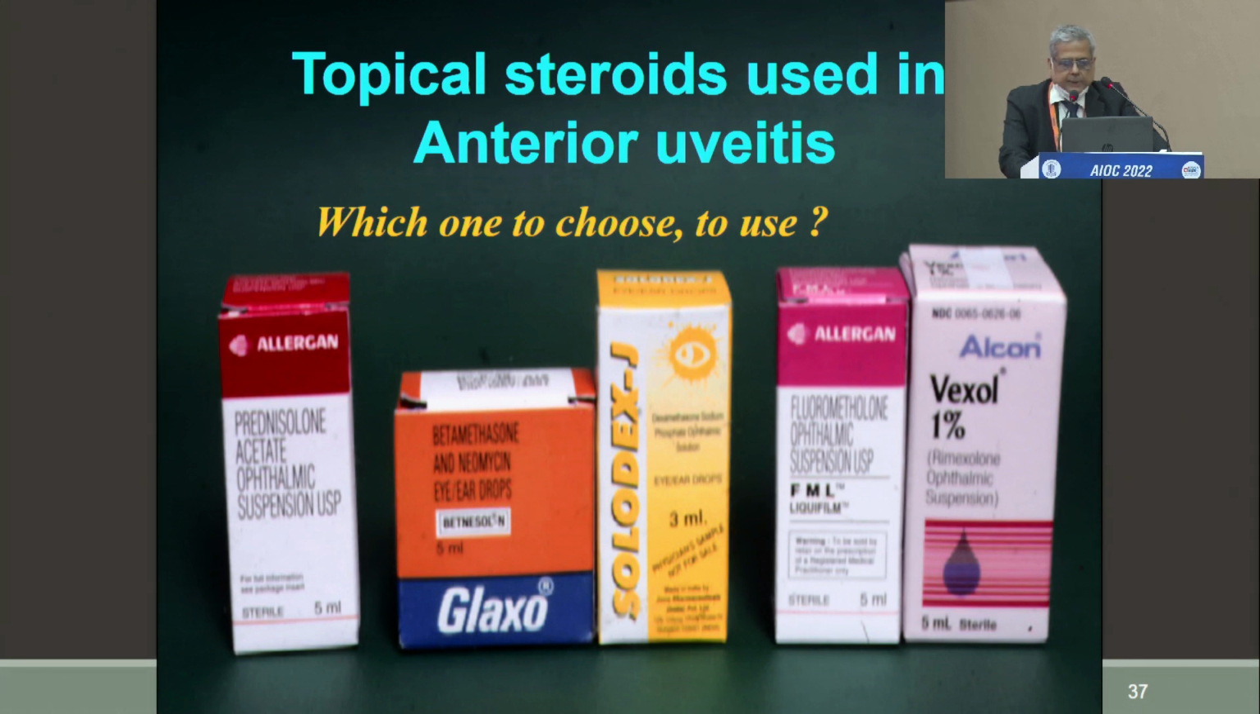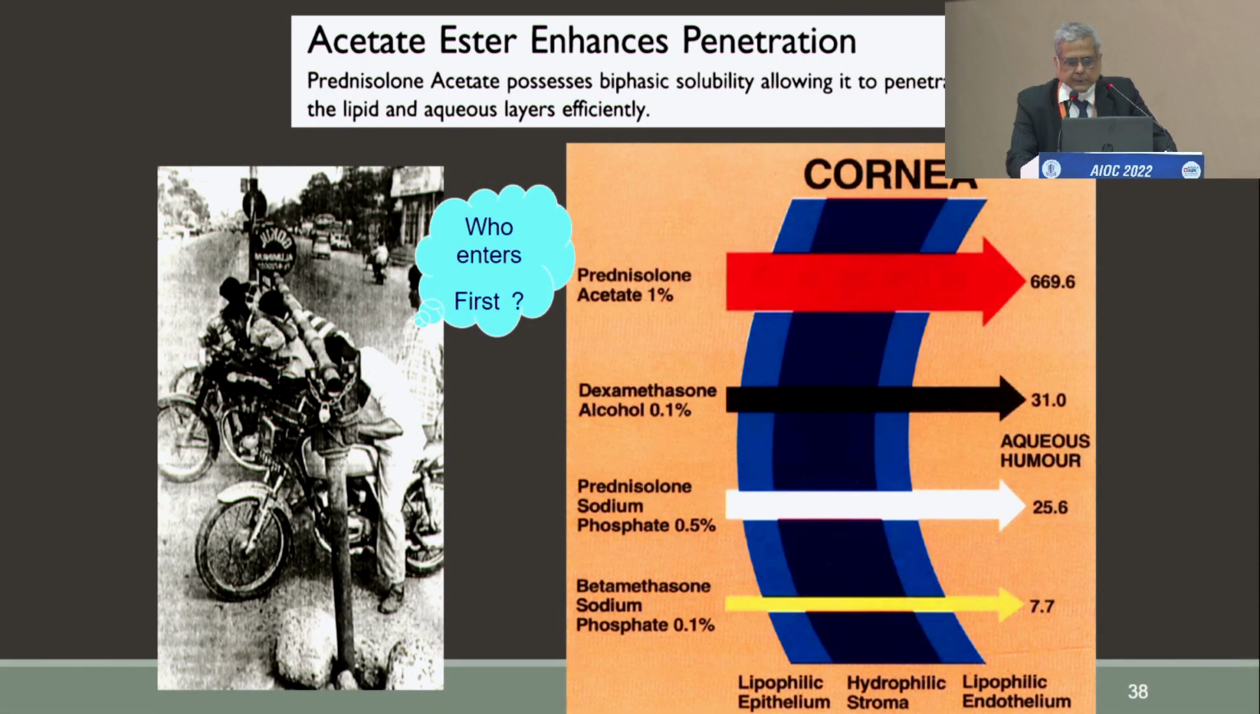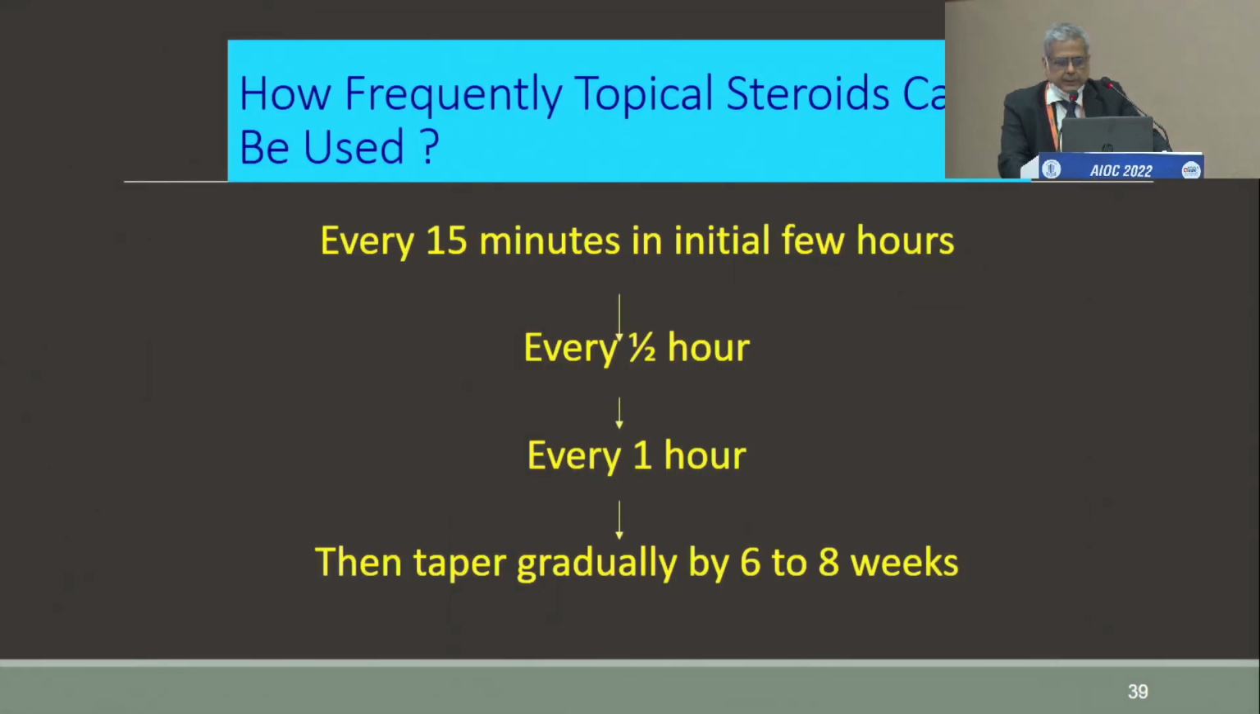Which topical steroid to choose? Earlier we used betamethasone, but now we have switched over to prednisolone acetate for several years. It has biphasic solubility allowing it to penetrate both the lipid and aqueous layer efficiently. But you need to shake the bottle before use. I even use it every 15 minutes for the initial few hours, then every half hour, but minimum every 1 hour. Taper gradually over 6 to 8 weeks and may continue for some more time, maybe 1 time a week, 1 time a day, for several weeks.